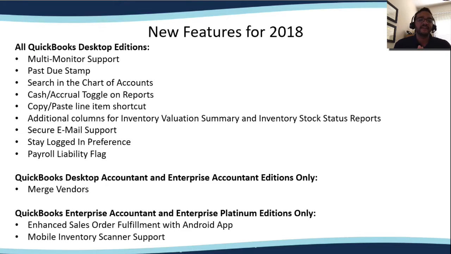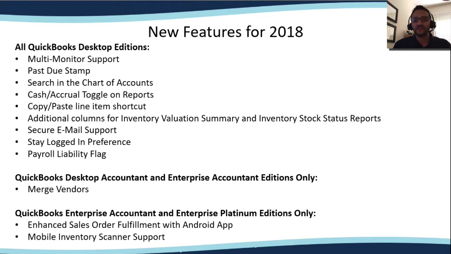Okay, so here's the list. So I'm going to break it down into 3 groups, and I'm going to do demos of almost all of them, and I will point out which ones I won't do a demo for. So for all versions of QuickBooks Desktop, so we're talking about Pro, Premier, Accountant, Enterprise, Enterprise Accountant, all versions, we're going to have the new multi-monitor support. We're going to have past due stamp on invoices, the ability to search within chart of accounts. I will do a demo of each of these.